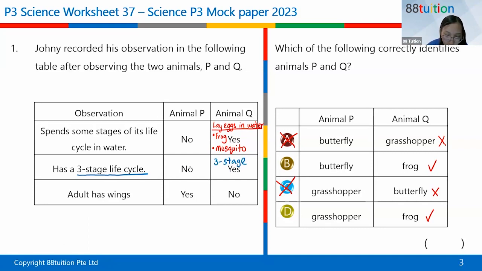All right, then can you tell me if you write no, it means how many stage? How many stage is here? Claire, would you like to answer this question? Claire, how many stage for animal P? Do you see the question mark? How many stage life cycle for animal P, Claire? Claire, are you there? I'm asking animal P has how many stage life cycle? Not sure, just say not sure.